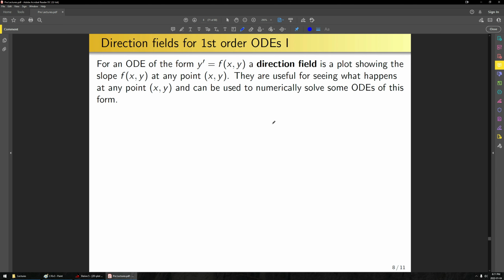Further, these can be used to numerically solve some ODEs of this form. If you have certain singularities here, that method will break down. That's mentioned in the text, so you definitely should check out the text on this for comments there.